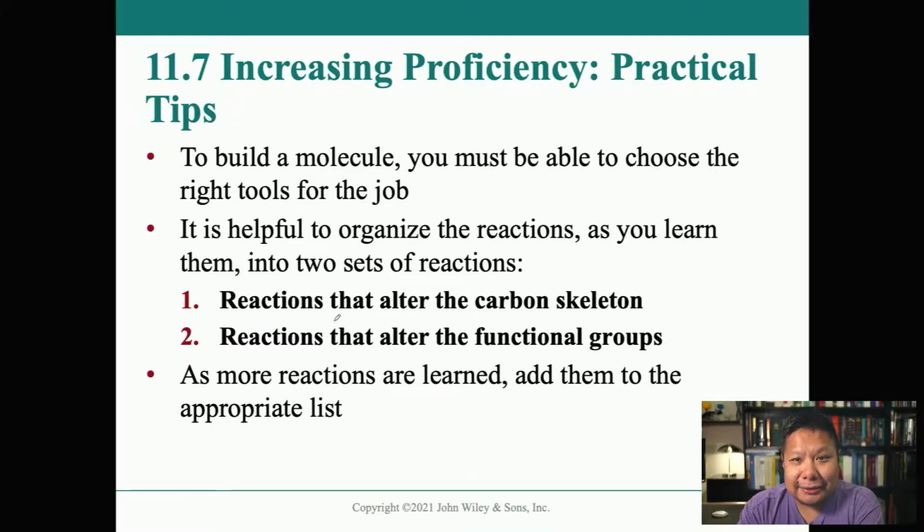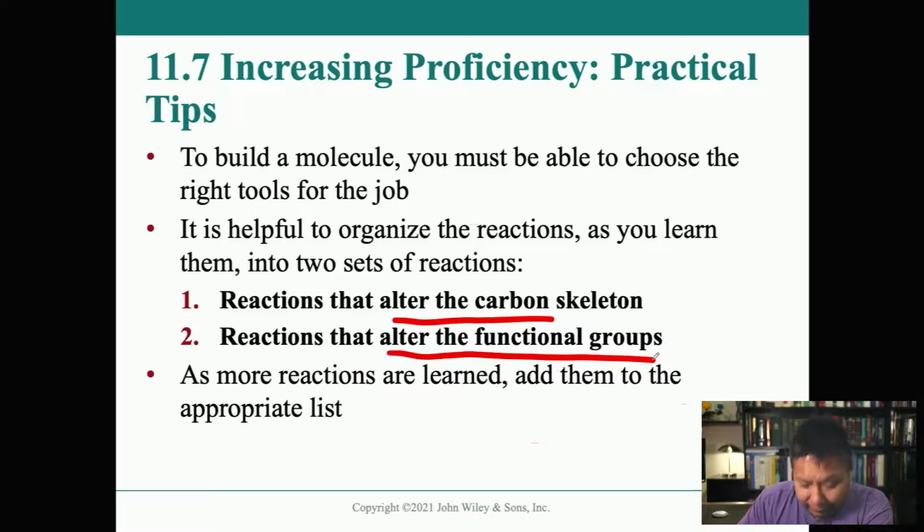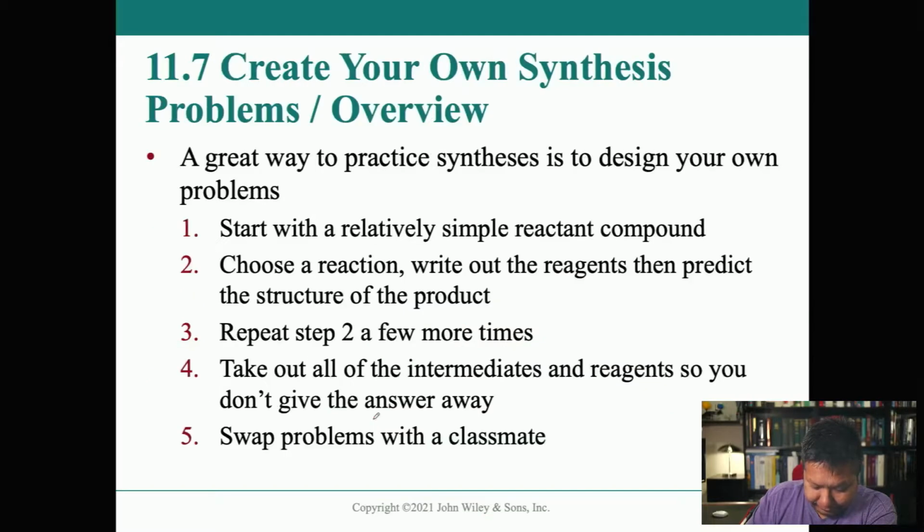So the key here, to make it easier on yourself, is to organize the reactions into 2 types of reactions, okay? Reactions that alter the carbon skeleton, meaning adding or subtracting carbons from the carbon skeleton of the reagent, and reactions that alter the functional group. As more reactions are learned, add them to the appropriate list. A great way to practice synthesis is to design your own problem. Start with a relatively simple reactant compound, choose a reaction, write out the reagents, and then predict the structure of the product. Repeat step 2 a few more times.